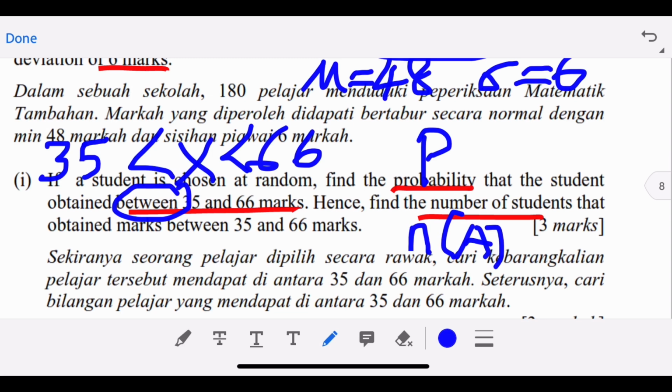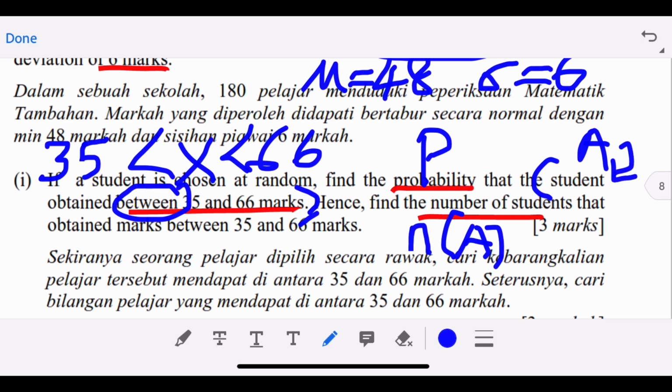Number of students whose marks are between 35 and 66. I just assign my event A as the student marks between 35 to 66. So the question is asking me to find a number, right? So I will write N, then bracket A. That is how you write. Now you see I define the variable: let the students who obtain between 35 and 66 marks be event A. You can always write it down, okay?